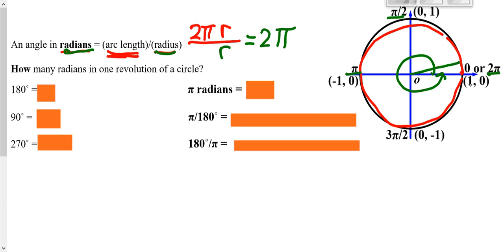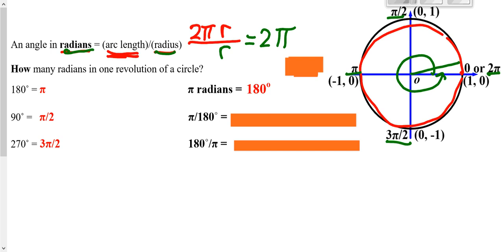If I went 3/4 of the way around to get to here, that would be 3 pi over 2. So pi radians is the same as 180 degrees, or 90 degrees is the same as pi over 2, like we were just talking about, or 3 pi over 2 is your 270.